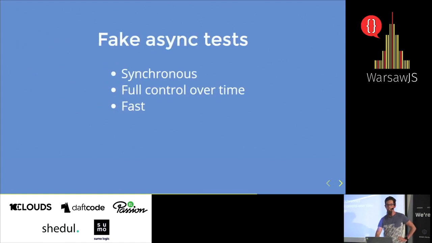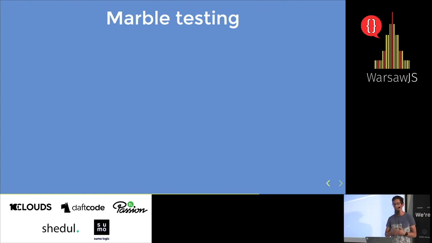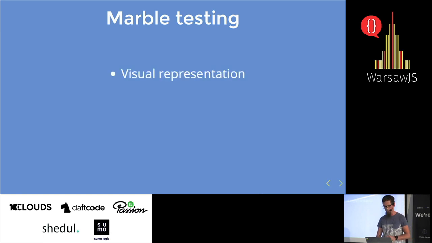But we have a nicer way to test observables. There is a library for doing so, and the concept is called marble testing. The diagram I've shown you before with the stream of values was basically a visual representation of our stream. And with marble testing, we're doing the same, but in our IDE. So it has a visual representation in the tests themselves.